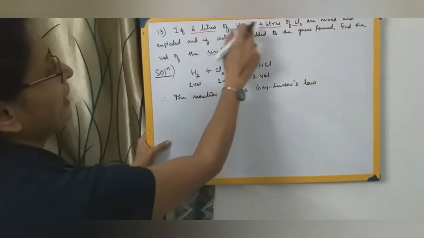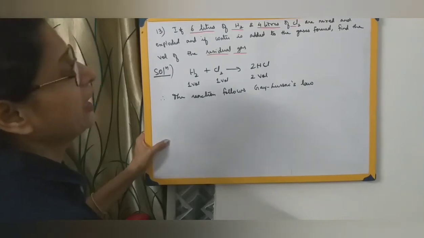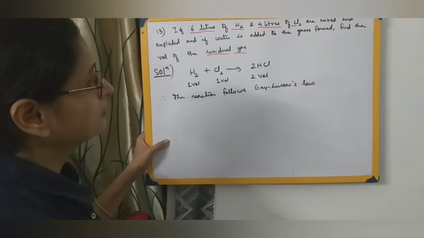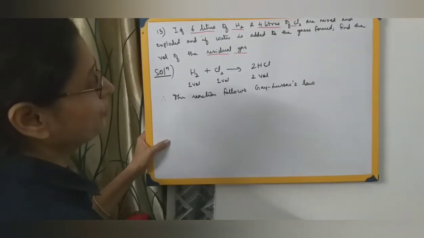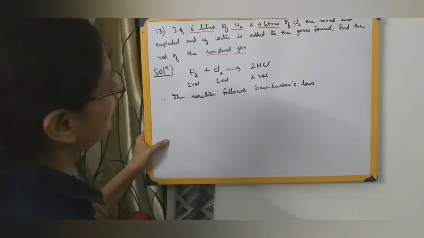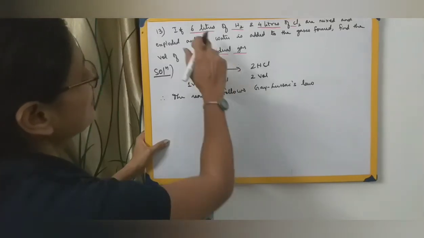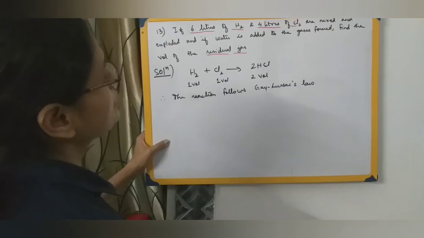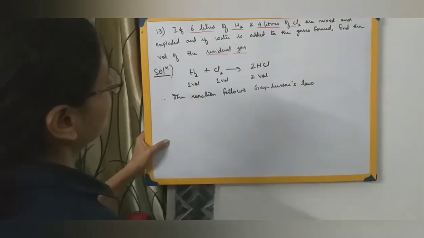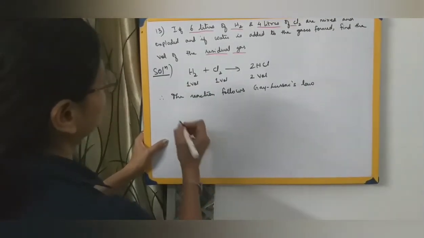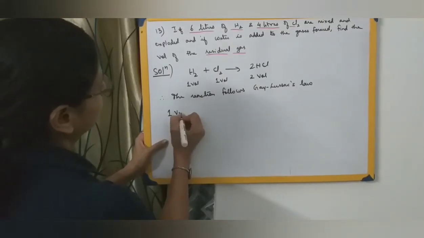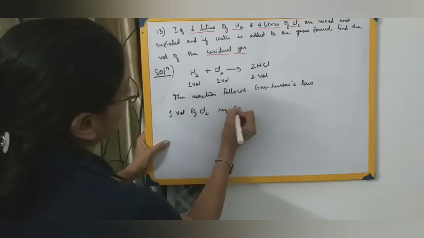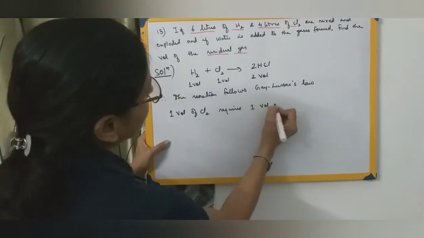Now here 2 reactants have been given. It may happen that one of the reactants, some amount of it, will be left behind. The one which is in less quantity has a lower chance of being left behind. So we'll not start with the one which is in more quantity, we'll start with this one. Here the ratio is 1 volume and 1 volume. So 1 volume of chlorine requires 1 volume of hydrogen.